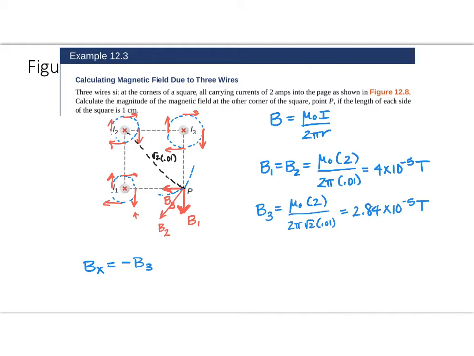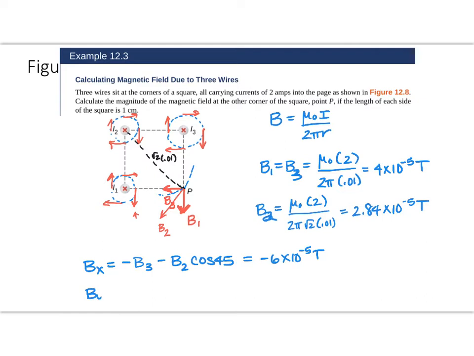Oh, I made a mistake here in my notation. This should say B1 and B3, and this should be B2. Sorry about that. So in the x component, I have minus B3 because B3 is totally in the minus x, and then I have to find the x component of B2, which would be B2 times the cosine of 45. Both of these are negative, and so when I substitute in my numbers, I'll get Bx is minus 6 times 10 to the minus 5 Tesla.